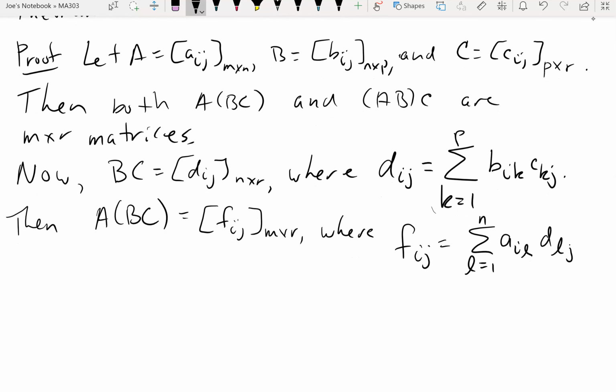Okay? But now I should be able to plug something in for D. How do I get D sub Lj? Well, where is my D defined? Just above, right? It's here, correct? What's the difference between these two things? Yeah, the L and the I. The I's are replaced with an L, right? So if I look over here, what should I do with this I? Turn it into an L, and everything else stays the same, right? So this will be the sum from K equals 1 to p of B sub Lk, C sub kj.